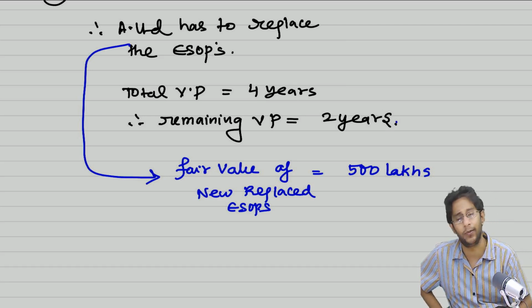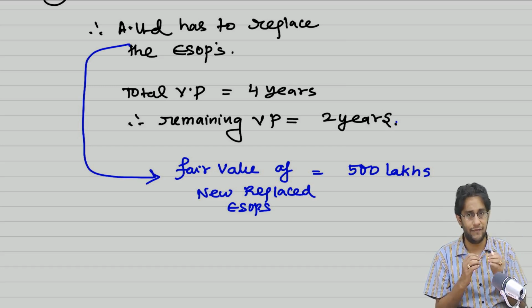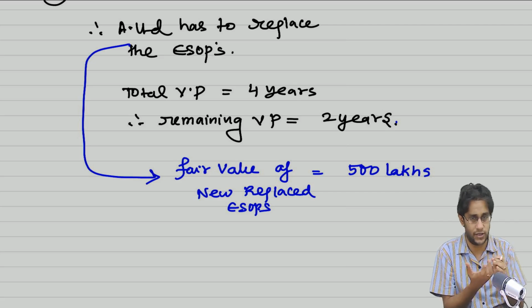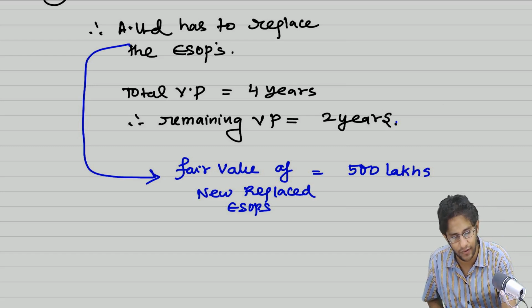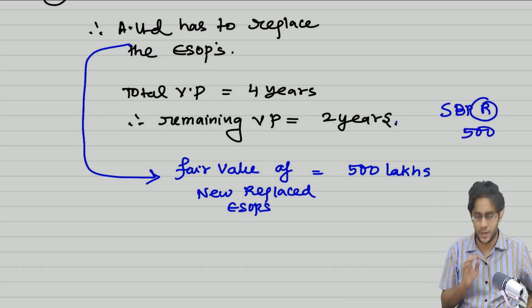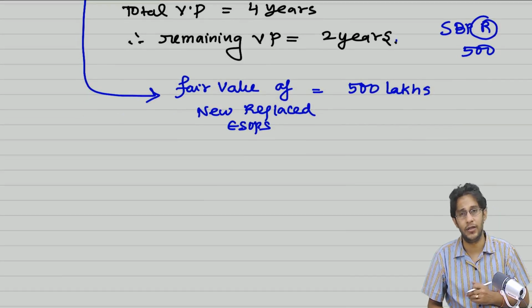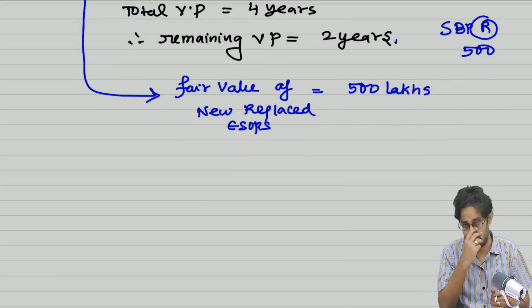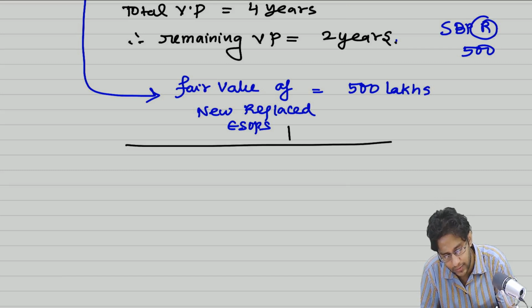Now, the ESOPs have a remaining vesting period of 2 years. After 2 years, when employees will have the right to buy the shares, by that time A Limited in their books should have an SBP reserve of a total of 500 lakhs. Not today, but after 2 years. But these employees have already rendered some services till now. Since they have already rendered some services, on the acquisition date itself A Limited has to create some SBP reserve. Some they will create in the next 2 years.